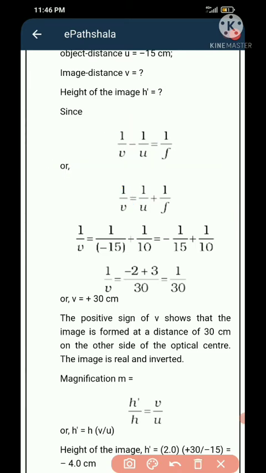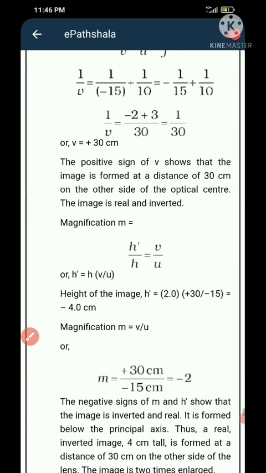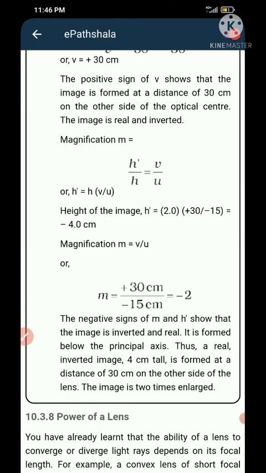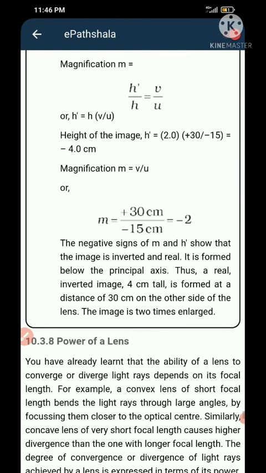Now it's time for magnification. m is equal to h dash upon h is equal to v upon u. By putting in all the values, m comes to be minus 2. Minus 2, the sign shows that the image is inverted but enlarged. The negative sign shows that the image is inverted and real with respect to the principal axis. Okay, so in this way you understand the numericals very well. We will also practice in the next video.